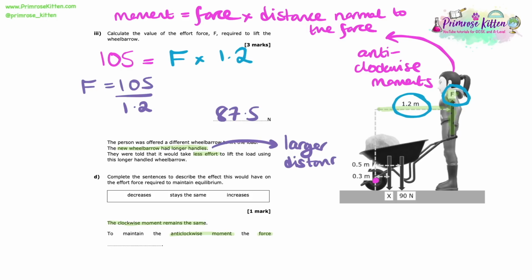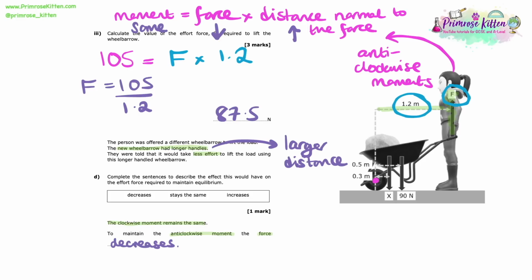Well, we know that if we have longer handles, the distance normal to the force is going to be larger. However, we know the moment is the same. So if the moment's going to be the same and the distance has gone up, then we know that the force has to go down. So as a result of that, the answer to this is that the force will decrease. So it tells us here the clockwise moment remains the same. To maintain the anti-clockwise moment, the force must decrease.